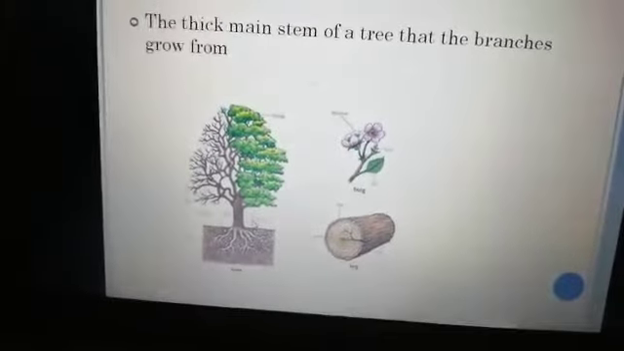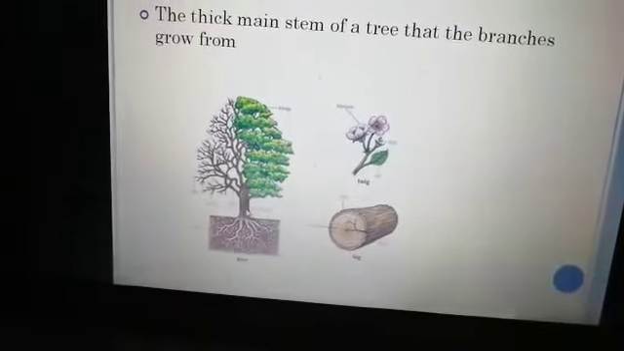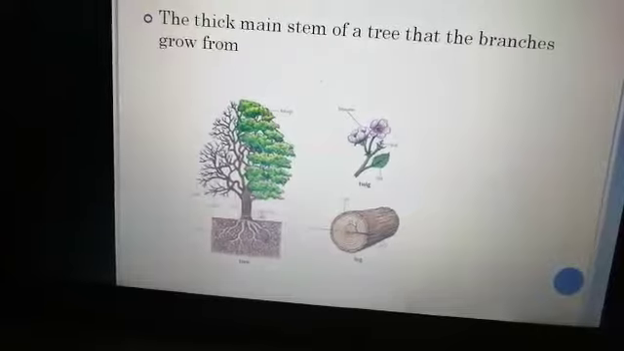Okay, trunk, it's a noun and it means the thick main stem of a tree, the thick main stem of a tree that the branches grow from, as you can see here. This is what we call the trunk.